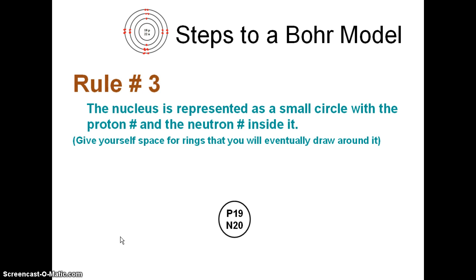All right, so this is kind of what the nucleus of a Bohr model looks like. So P19 and N20, that means 19 protons and 20 neutrons. Okay, so that's how that one works. Let's go to rule number 4.